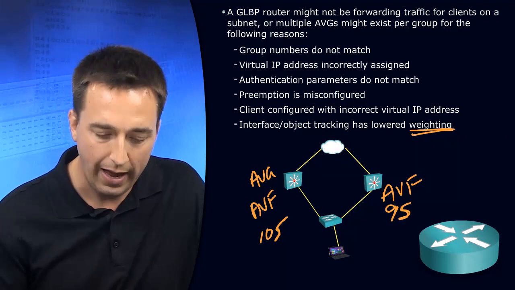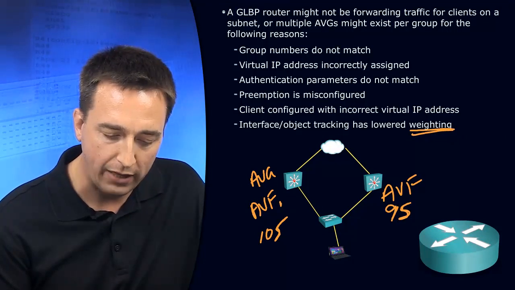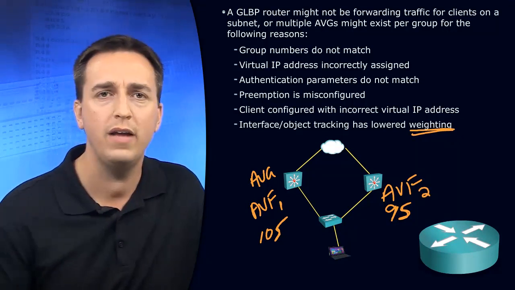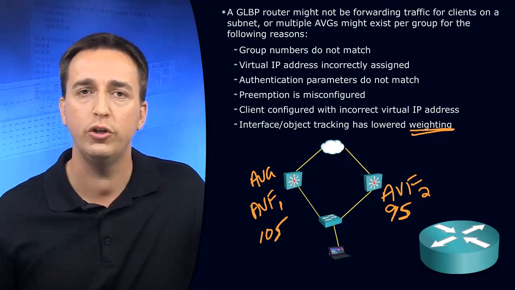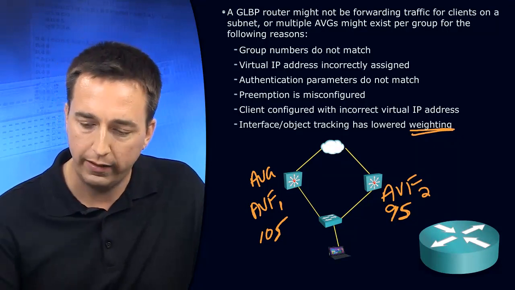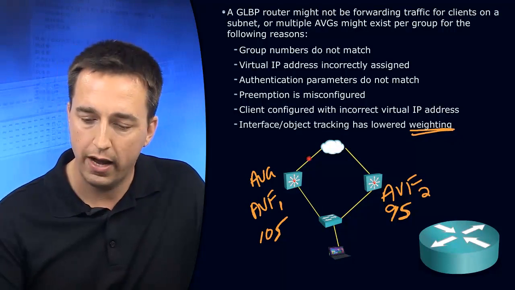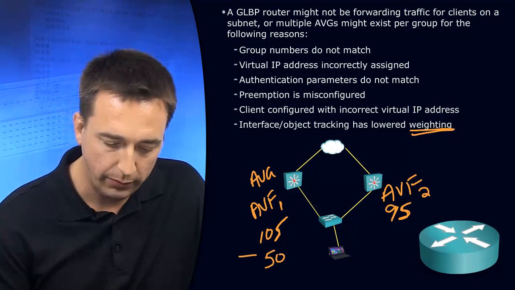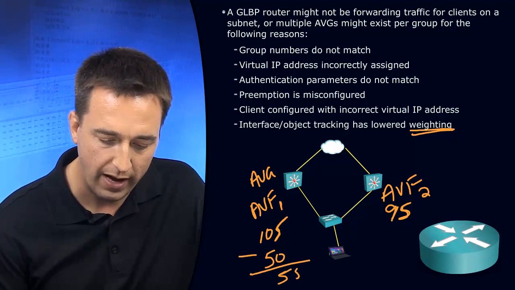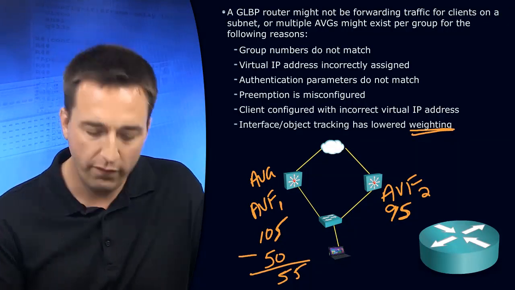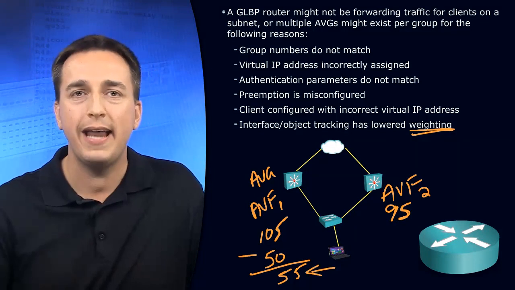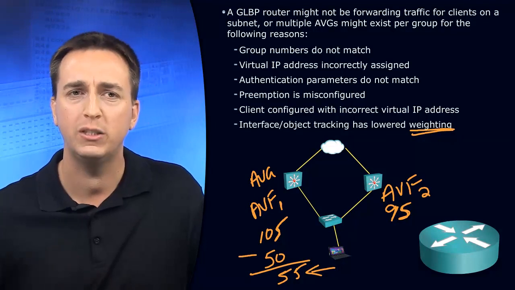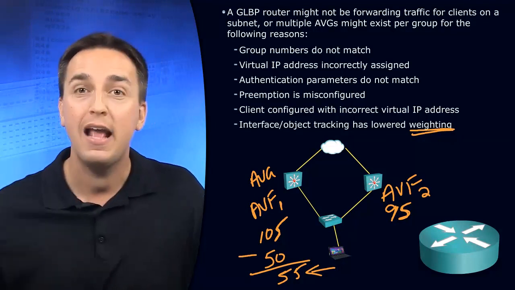Right now, our router on the left is the AVF for MAC address 1. And our router on the right is AVF for MAC address 2. So we'll call them AVF1 and AVF2, forwarder 1 and forwarder 2. What we can do is we can set up object tracking that states, if this interface goes down, decrement your weighting, let's say by 50. And as a result, your new weighting becomes 55. If this value is lower than a lower threshold that we specify, you no longer are the AVF.